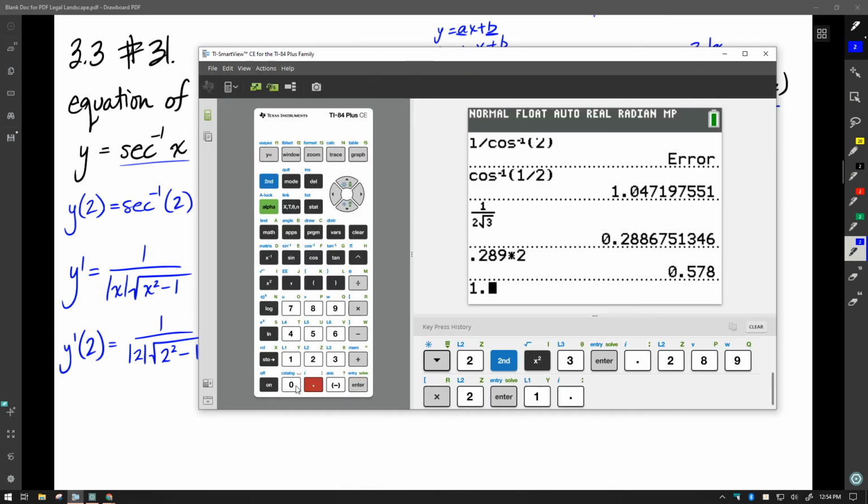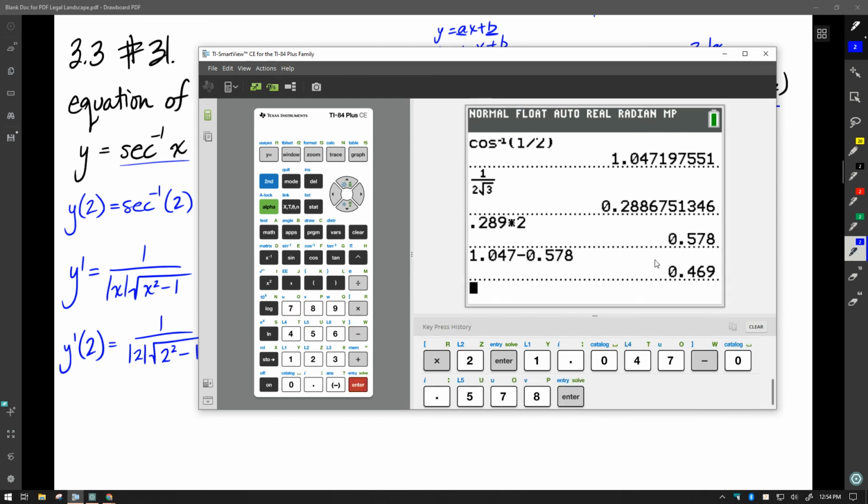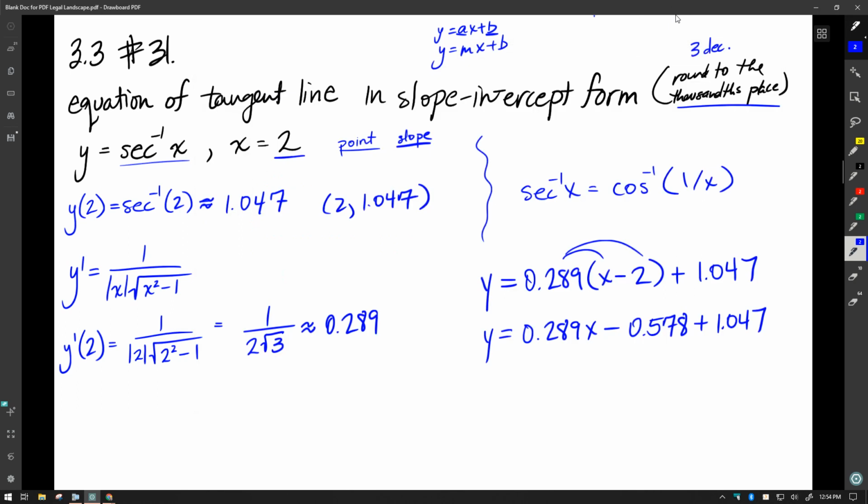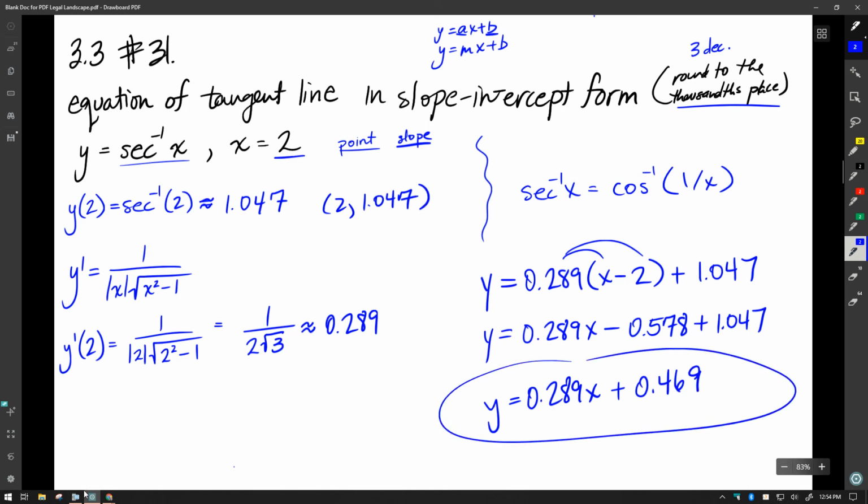So now we need to take that 0.578, make it negative, add 1.047. So 1.047 minus 0.578, and we get 0.469 there. So 0.289x, and that would be then plus 0.469. There we have it, an answer for number 31.